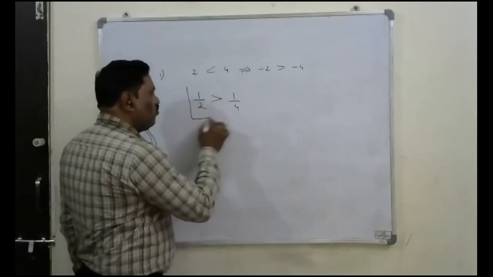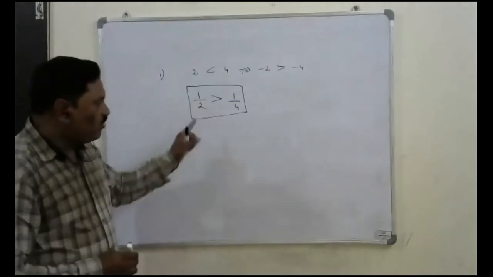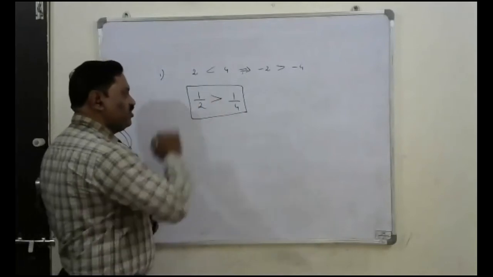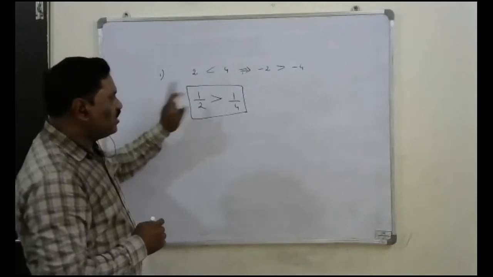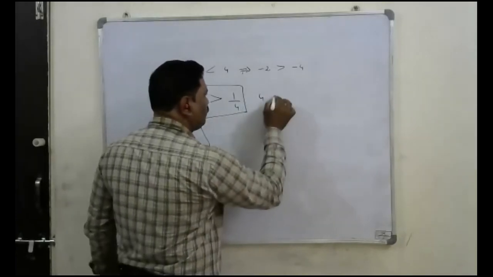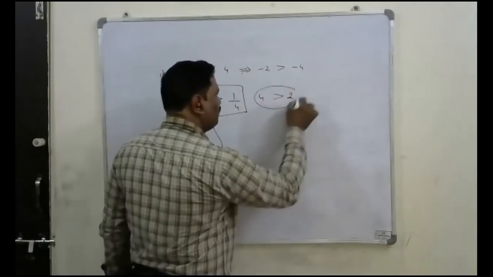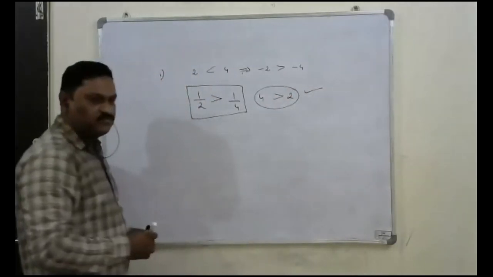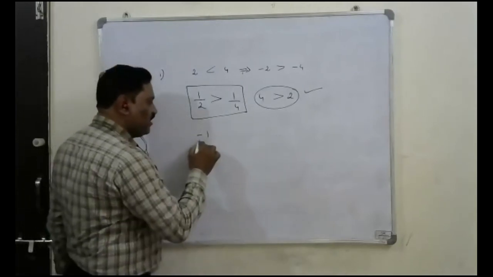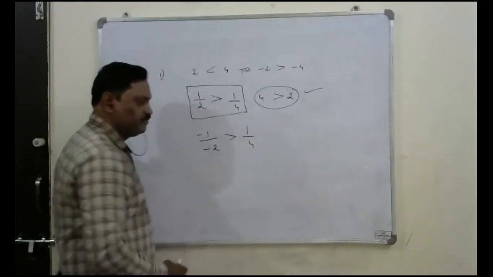Similarly, 1 by 2 is greater than 1 by 4, no? Suppose I do the cross multiplication: 4 into 1, that is 4, is greater than 2 into 1, that is 2. This is correct, yes. Similarly, I can also write it like that: minus 1 upon minus 2 is greater than 1 by 4.